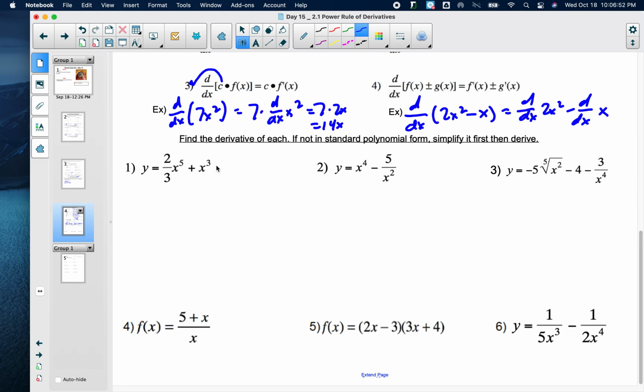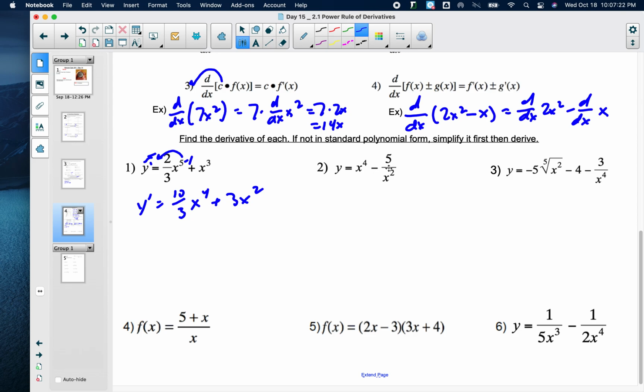So this is already in standard form. There's no division of x's. Everything's to a real number power. So then I just follow my rule. So bring the 5 down and multiply, and then subtract by 1. So that gives me y prime equals 10 over 3 x to the 4th. And then bring that down, multiply, subtract by 1, 3x squared. Okay, so that's that one.